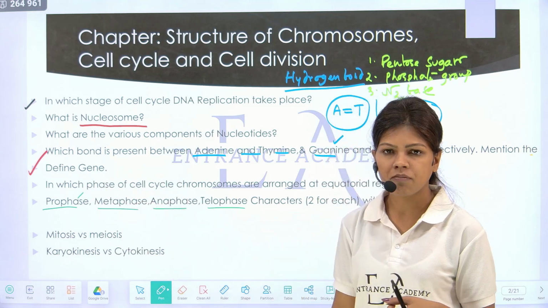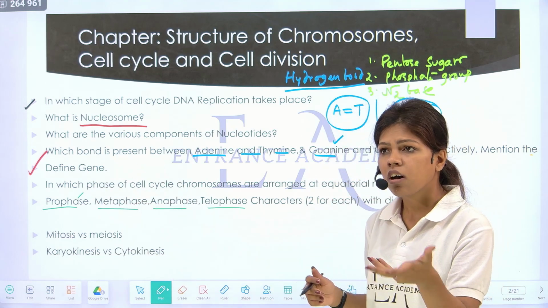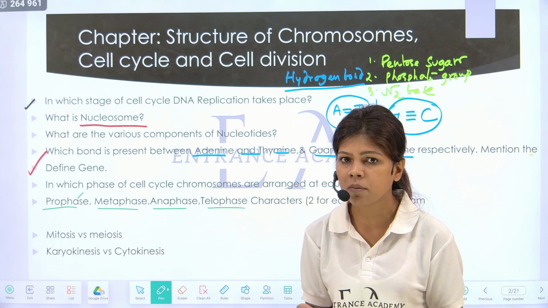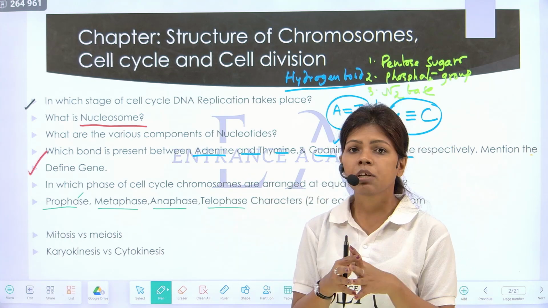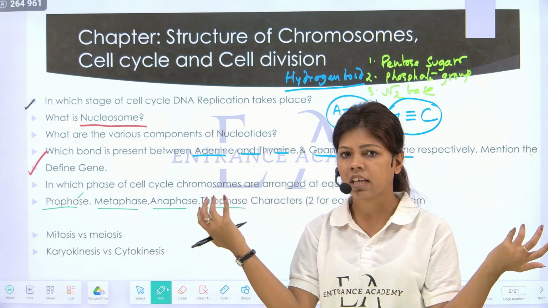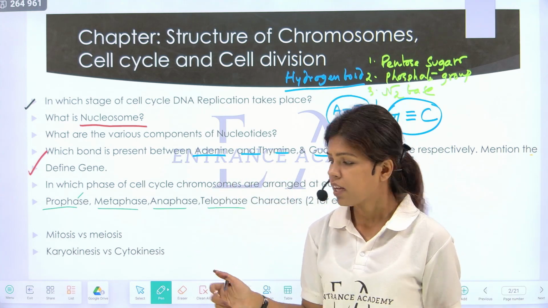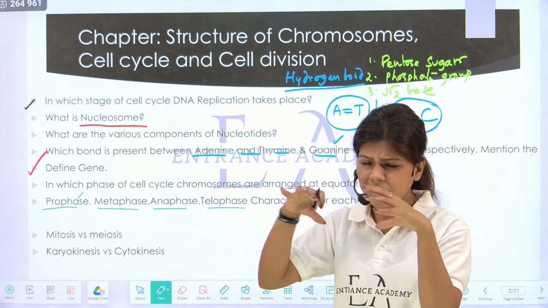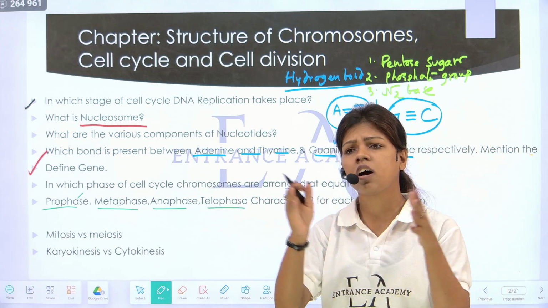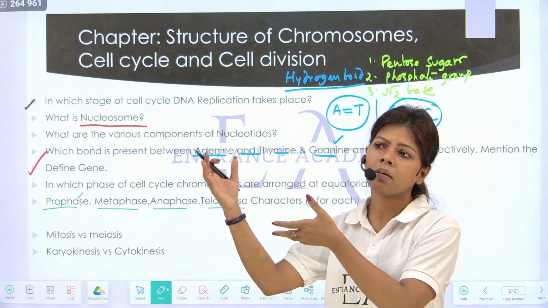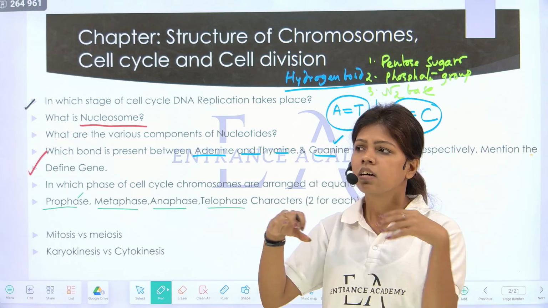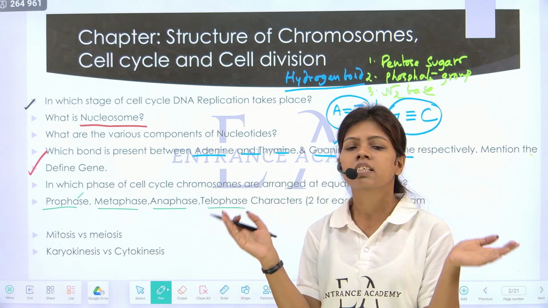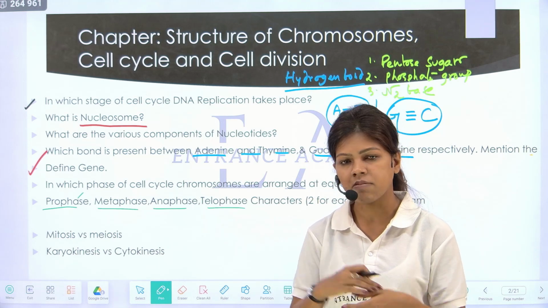Second, metaphase. Metaphase is the phase of cell division where the chromosomes are arranged at the equatorial plane. Anaphase. During anaphase, the chromosomes separate towards each pole. And the last one is telophase. In this phase, the individual chromosomes separated at the opposite poles will again make new cells. The nuclear membrane and nucleolus will reappear, and finally the cytokinesis will take place after telophase.